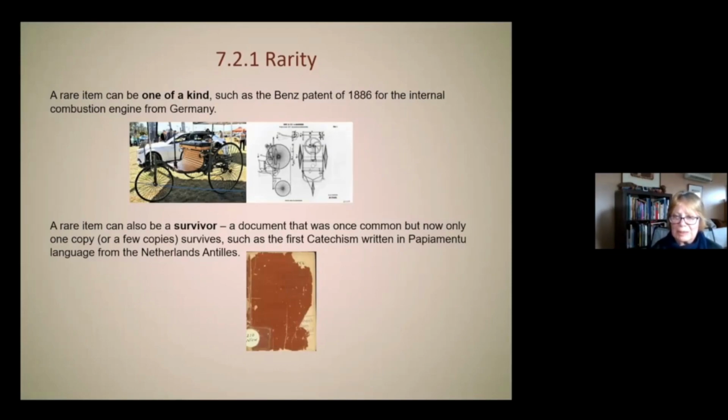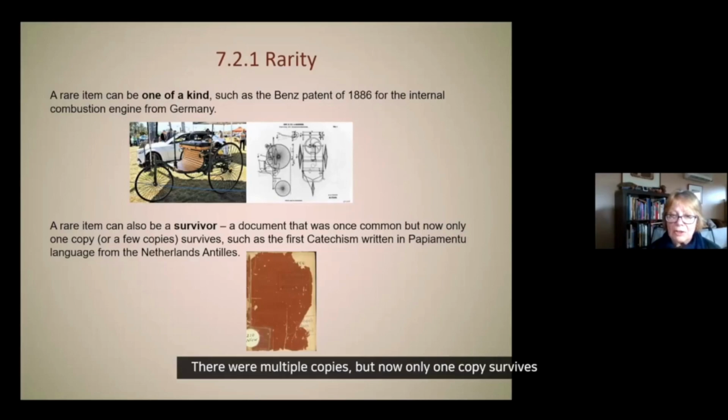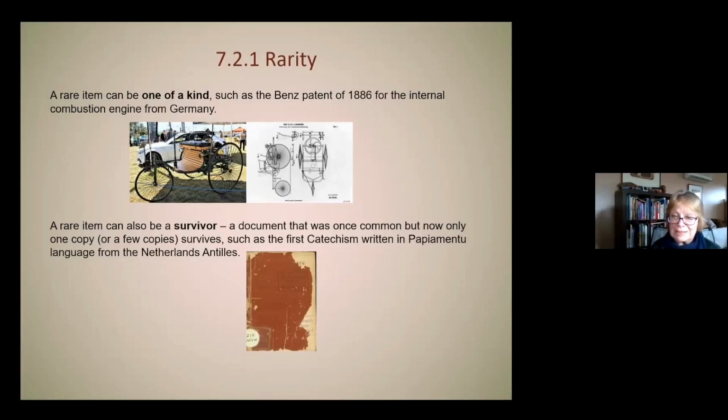But a rare item can also be a survivor. And the book here, you can see here, is a document that was once common. It was a printed book. So printed books, of course, are circulated, that people have multiple copies. But now only one copy or a few copies survive. And we only know of one of these. This is a catechism. It's a Catholic religious book written in a language called Papiamento. Papiamento was the Creole language, the language developed in a place called the Netherlands Antilles in the Caribbean Sea. And this was developed by a missionary to the Netherlands Antilles, to Curacao in this case. And this was actually published and circulated, but only one survives that we know about. We don't know of any others in the world, but because people lose them, they get damaged and so on. So it's a rarity as well because it's a survivor.